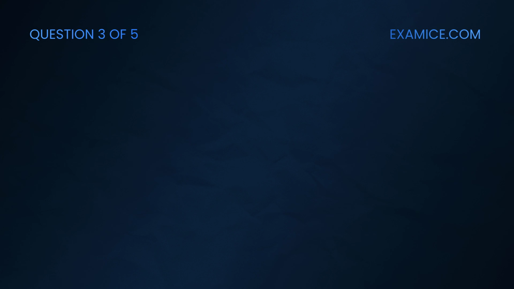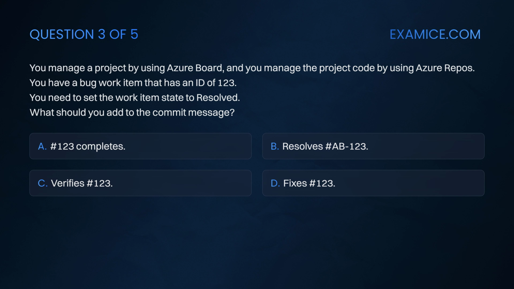Question 3. You manage a project by using Azure Boards, and you manage the project code by using Azure Repos. You have a bug work item that has an ID of 123. You need to set the work item's state to resolved. What should you add to the commit message? Option A, 123 completes. Option B, resolves AB 123. Option C, verifies number 123. Option D, fixes number 123.